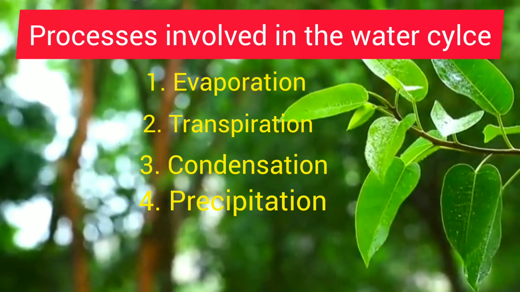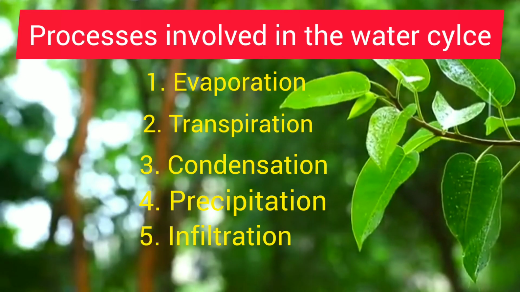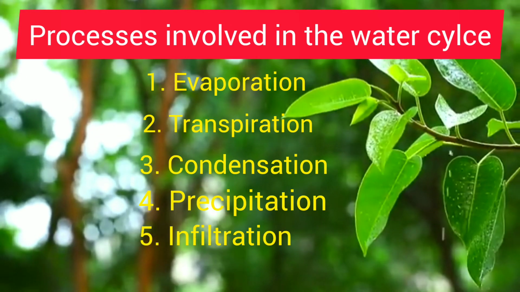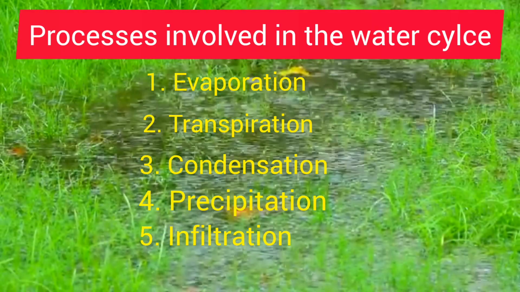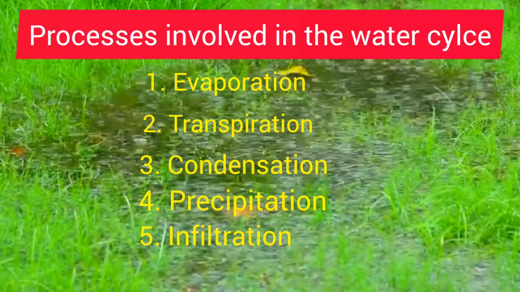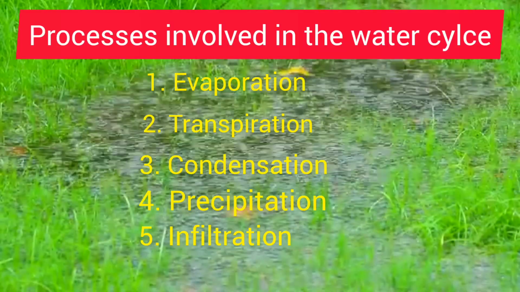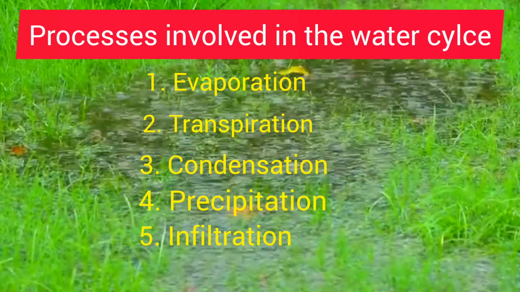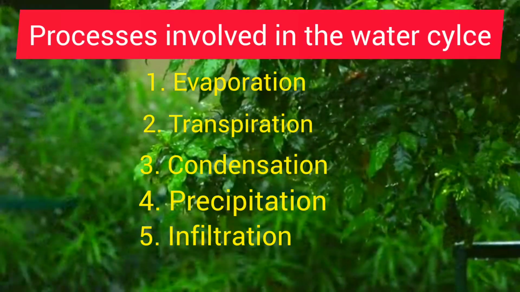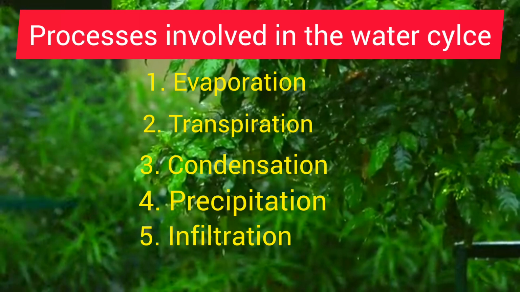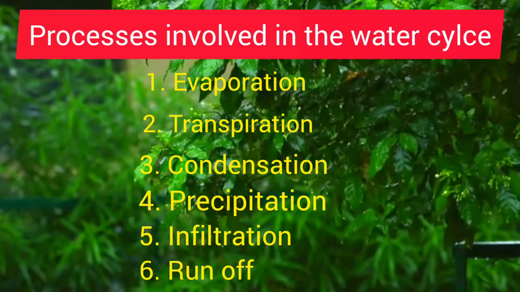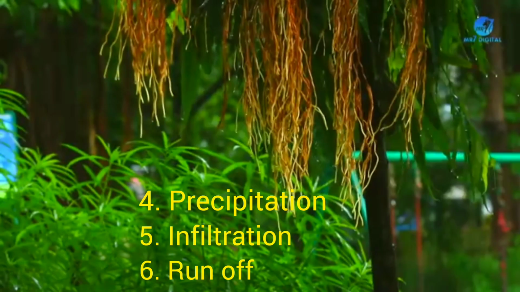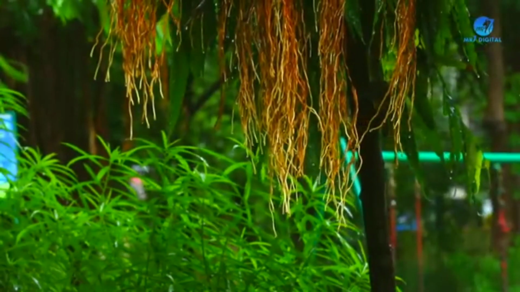Coming on to the next process, infiltration, is that process whereby water reaching a permeable surface enters the ground. So when water enters into the ground after precipitation, that is infiltration. And when water reaches a surface that is impermeable or a slopy surface, the water runs down to smaller water bodies as runoff or overland flow. So those are the key processes that are involved in the hydrological cycle.